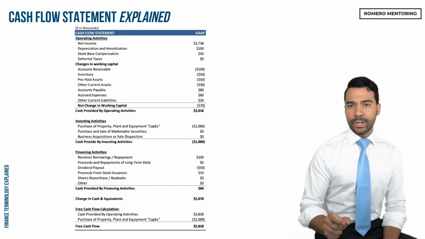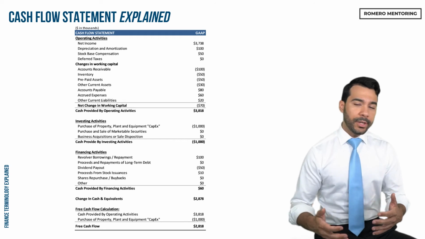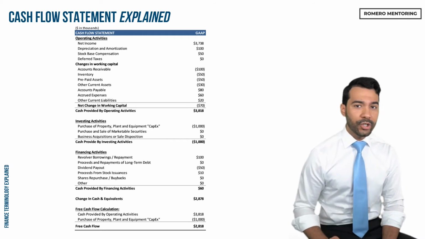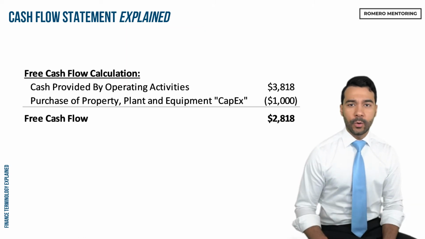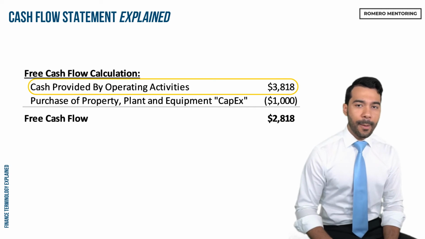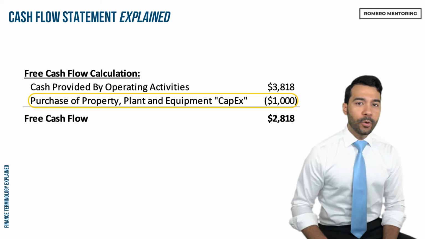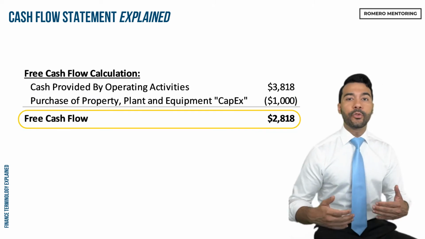Now, there's another measure for us to look at from an analyst perspective to determine the overall health of the business in terms of generating cash from their core operations. This is known as free cash flow. To calculate free cash flow, you simply take your cash from operating activities minus your cash flow from your property, plant, and equipment. You get the net amount of that, and this is your free cash flow.